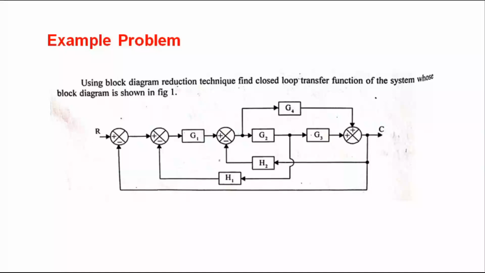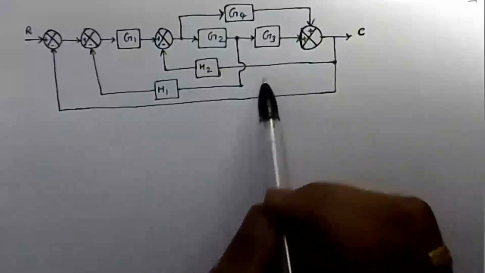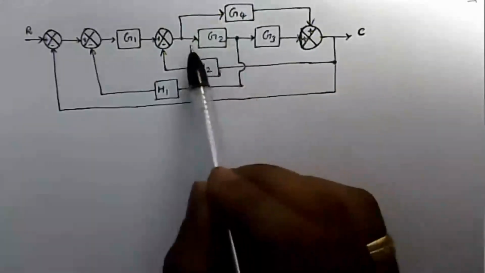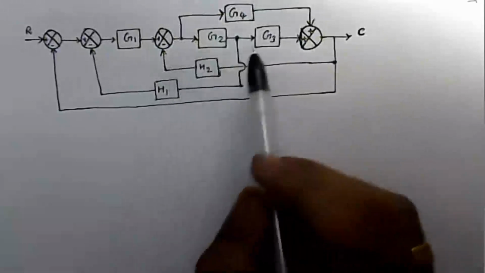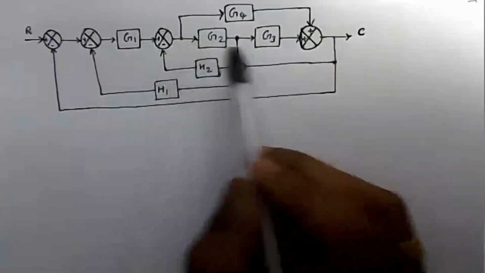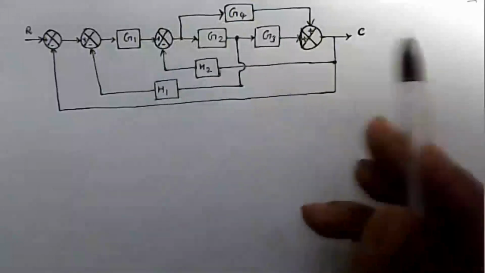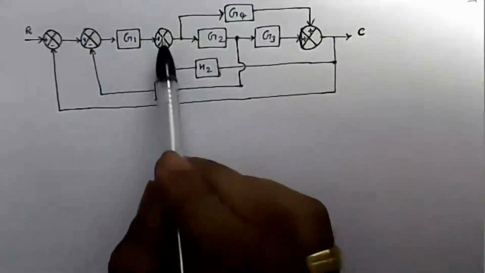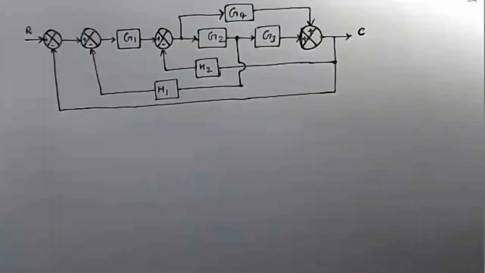Now let's see the second problem. Here in this problem, there is no direct cascade block and no direct parallel block. So I am going to move this takeoff point after the block or before the block. If moving this takeoff point gives any simplification, good; otherwise, if no reduction is possible, then go on to move the summing points, after the block or before the block. Then only you can reduce the block easily.